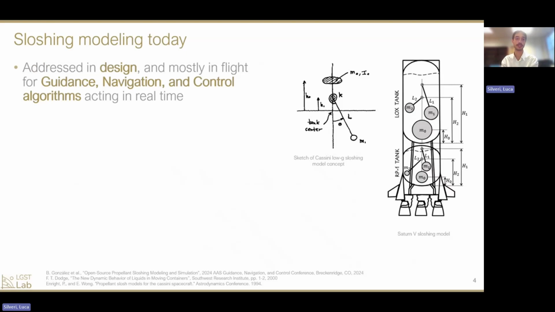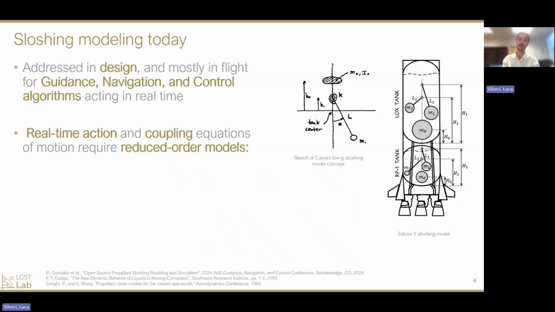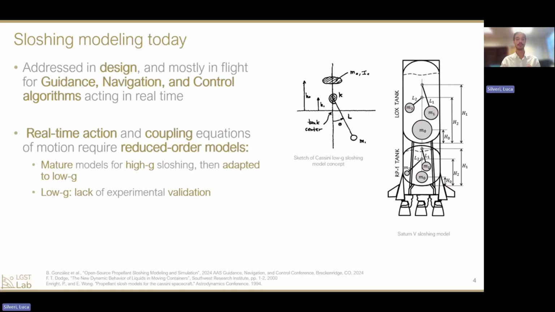So how is sloshing modeled today? Well, sloshing is addressed in design and mostly in flight for guidance, navigation, and control algorithms, which act in real time. Real-time action and coupling the equations of motion between the flexible structures of the spacecraft and the fluid propellant in the tanks require reduced order models. While we have mature models for high gravity sloshing that have been extensively verified with experimental data, this is not the case for low gravity. In low gravity, we have a lack of experimental validation.